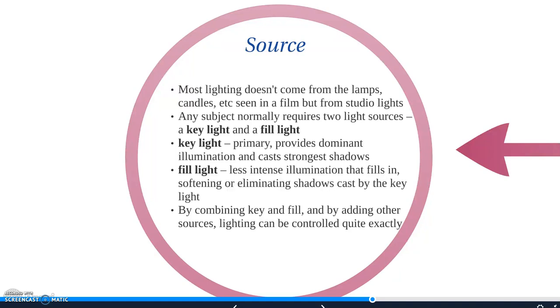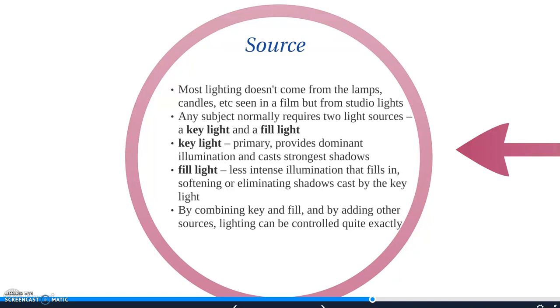Now, the fill light's also really important, but it's less intense illumination. It fills in, or softens, or eliminates those shadows that are cast by the key light. So you might have a key light coming at an object from one direction, a fill light coming at a slightly different direction in order to create a less harsh or strong shadow image.